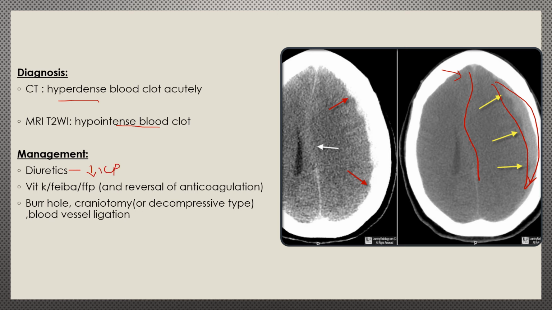We give vitamin K, factor VIII inhibitor activity bypassing agent, and fresh frozen plasma. We also reverse the anticoagulation. We can go for a burr hole drainage, craniotomy or a decompressive type of surgery, and blood vessel ligation if the diuretics and the above measures fail.